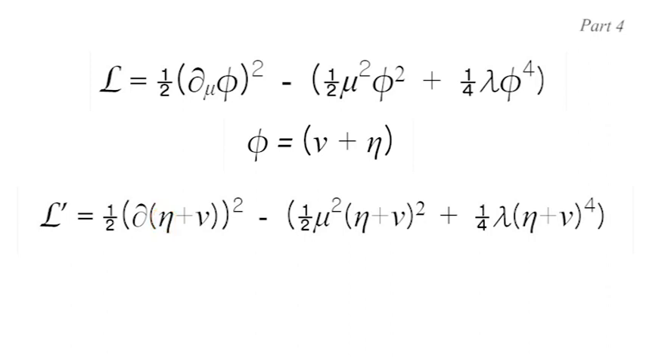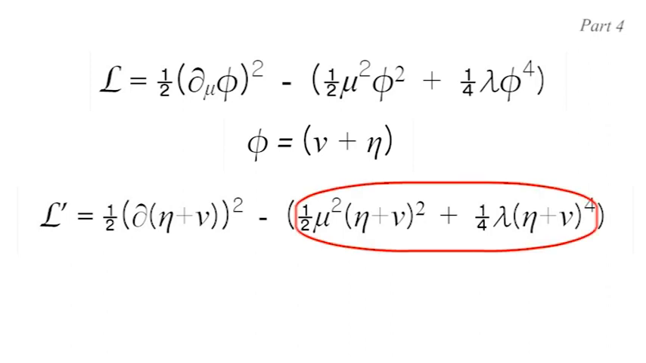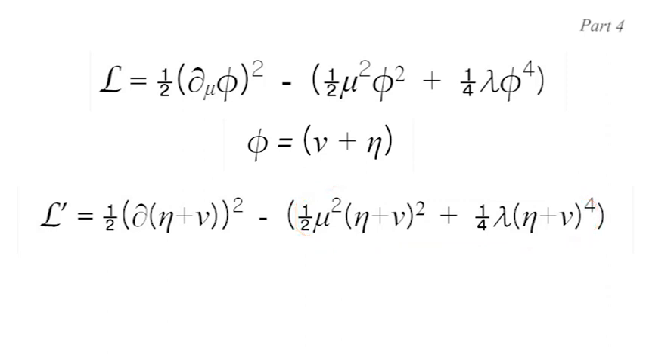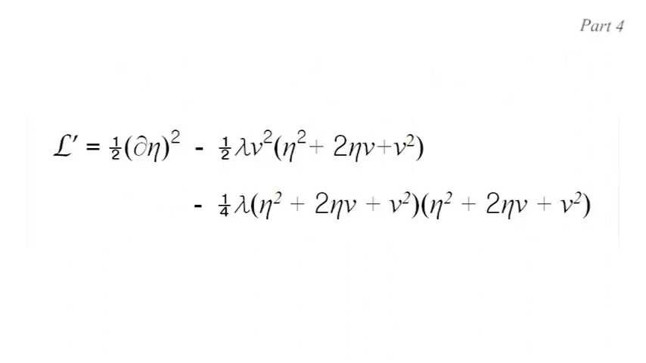As far as the term on the right is concerned, the potential energy term, the substitution of eta plus v is also fairly simple. It's just a case of multiplying the brackets out, then sorting out all the terms. And if you do this, and at the same time eliminate mu squared, as we suggested earlier, by using the relationship mu squared equals minus lambda v squared, you get for the new Lagrangian density for the eta field, L dashed equals this formula.